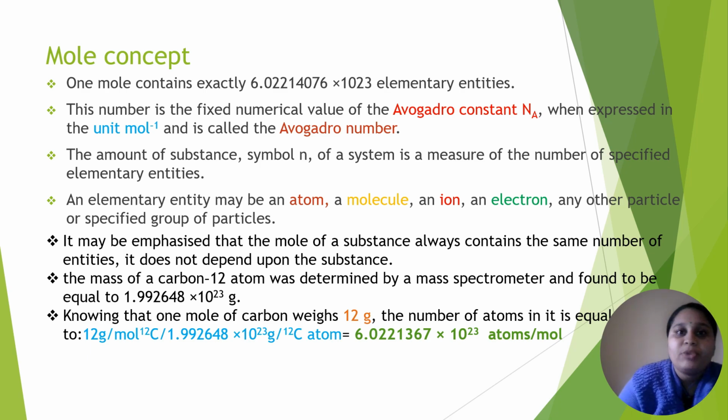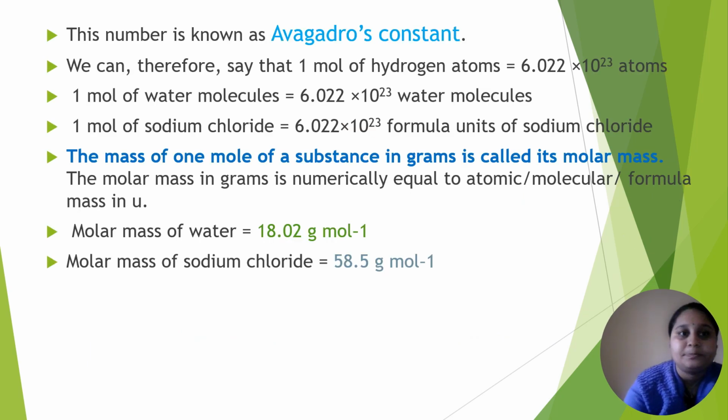The mass of a carbon-12 atom was determined by a mass spectrometer, and it was found to be equal to 1.992648 × 10^-23 gram. So 1 mole of carbon weighs 12 gram. The number of atoms in it is equal to 12 gram per mole divided by that mass, that is equal to 6.022 × 10^23 atoms per mole. So this number is known as Avogadro's constant.